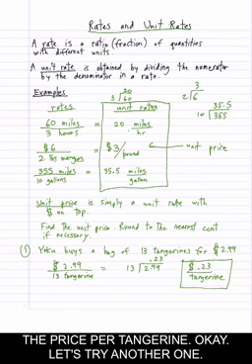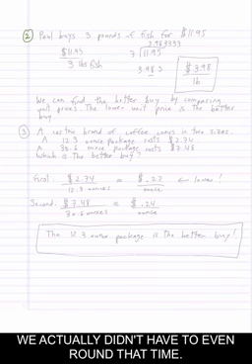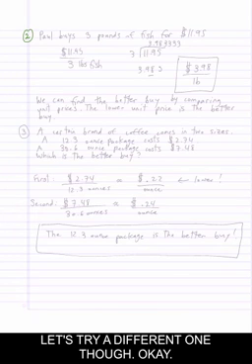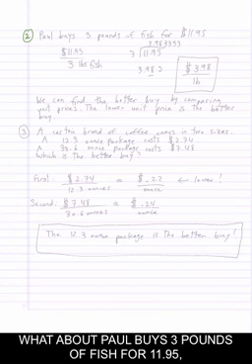Okay, let's try another one. We actually didn't have to even round that time. Let's try a different one though. What about Paul buys 3 pounds of fish for $11.95.